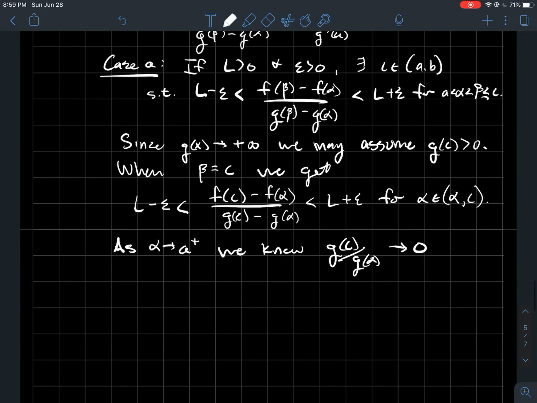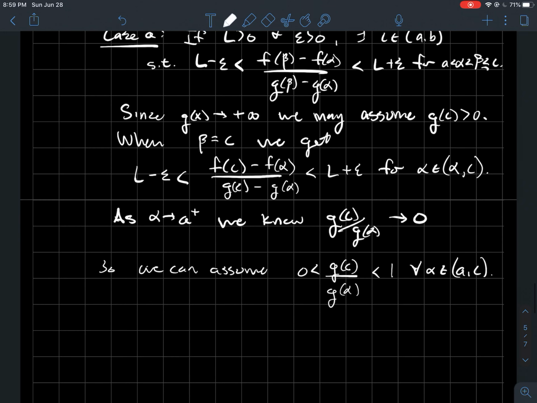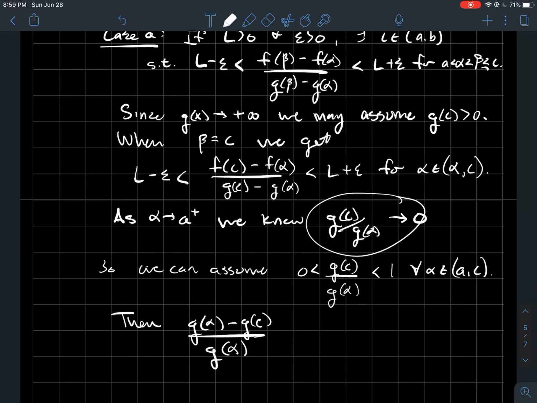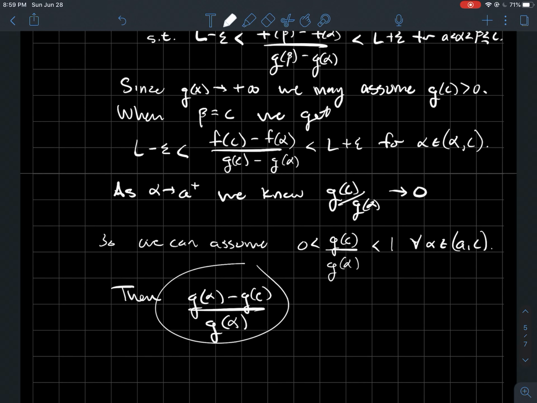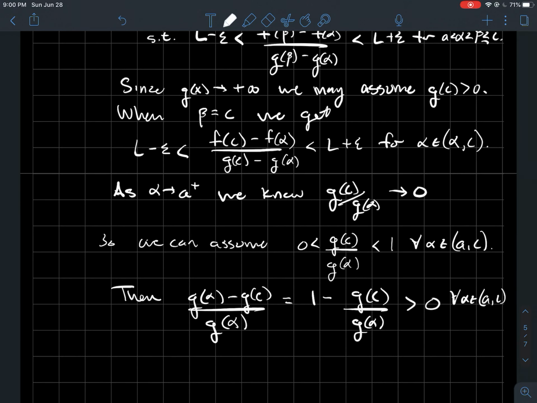So what we're going to do is assume, eventually then, I could also take c smaller if needed to guarantee that this fraction is just some number between 0 and 1. So I'm saying this fraction should get arbitrarily small. Just take c even closer to a if necessary to make sure that fraction is between 0 and 1. So what can we say about 1 minus g of c over g of alpha? Sorry, that's an alpha right there. That's 1 minus g of c over g of alpha. But if this fraction is a number between 0 and 1, then I know that this is, in particular, just positive. So this quantity is a positive number for all alpha between a and c.